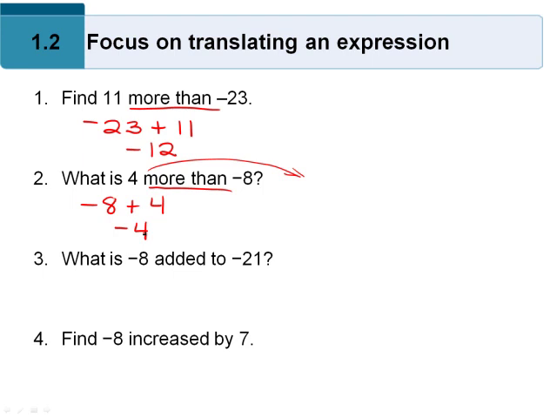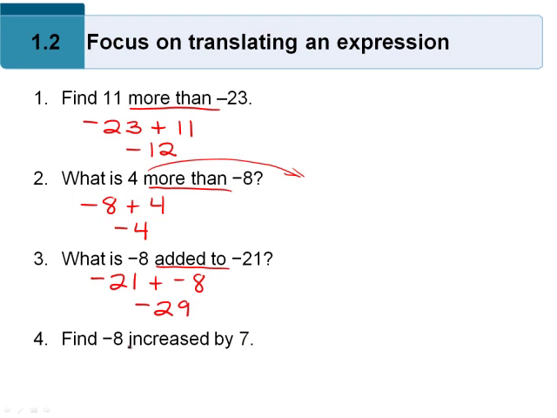All right, number 3. What is negative 8 added to negative 21? So almost all of these are kind of flipping here. If we want negative 8 added to negative 21, the negative 21 has to go first. And we're going to add negative 8 to that. Okay, so that's what you're going to do there. Negative 21 plus negative 8. Okay, the signs now are the same, so we're going to add and keep the sign, which would give you negative 29. And number 4, find negative 8 increased by 7.